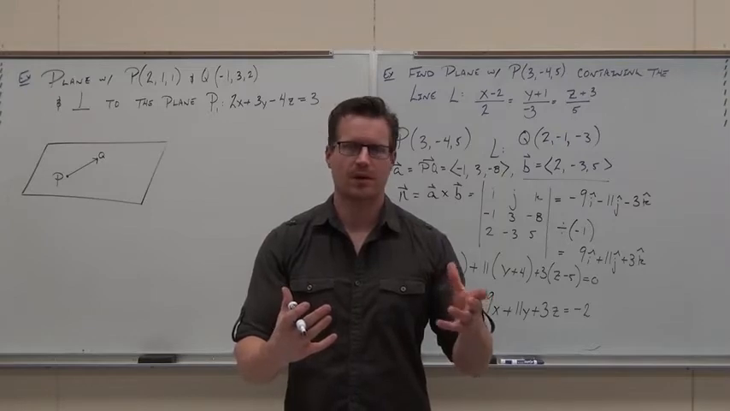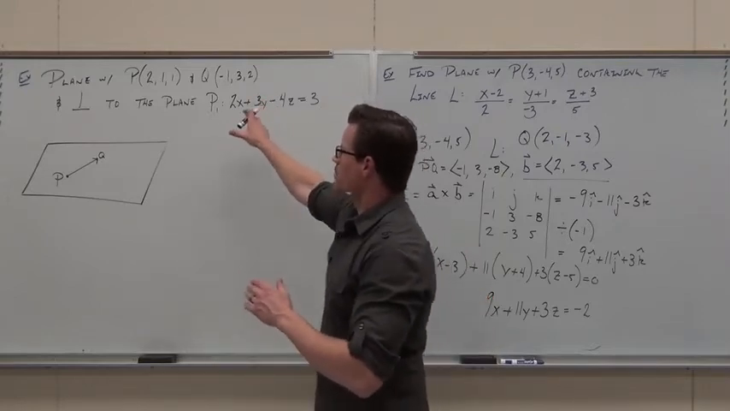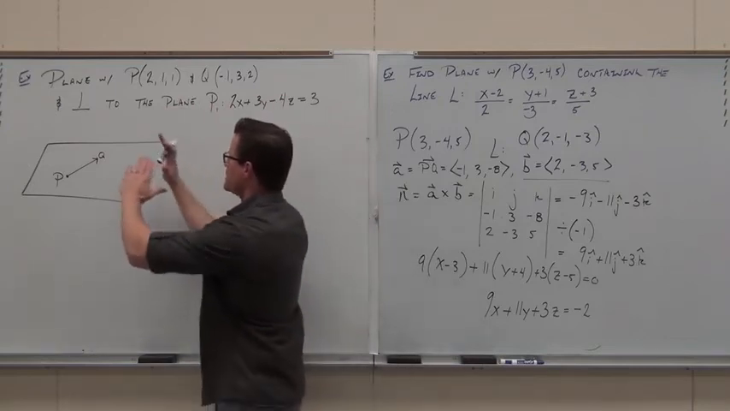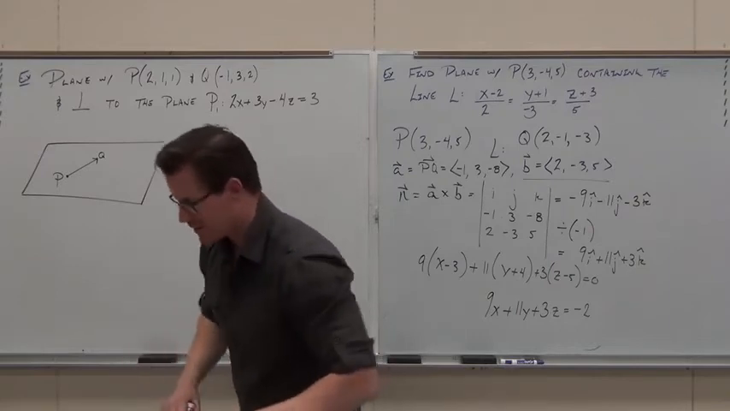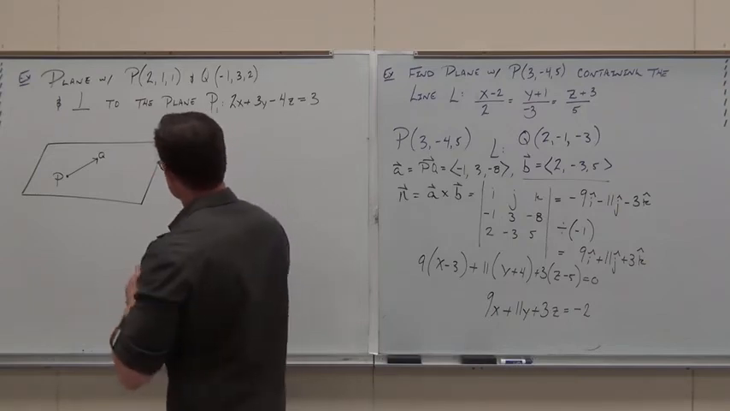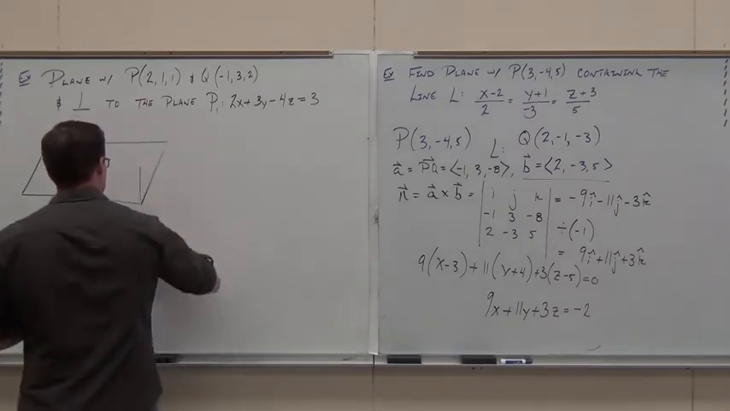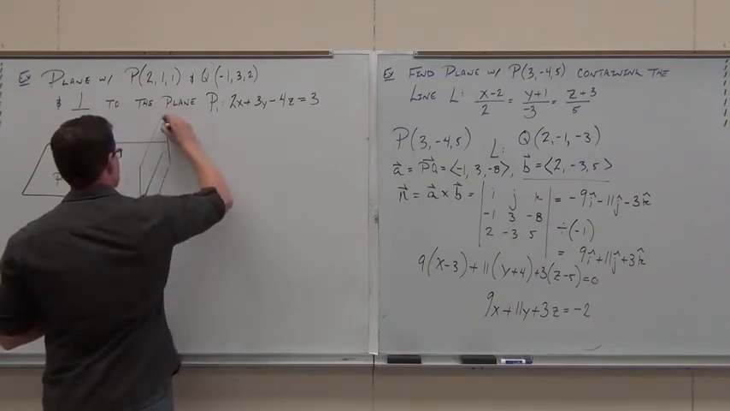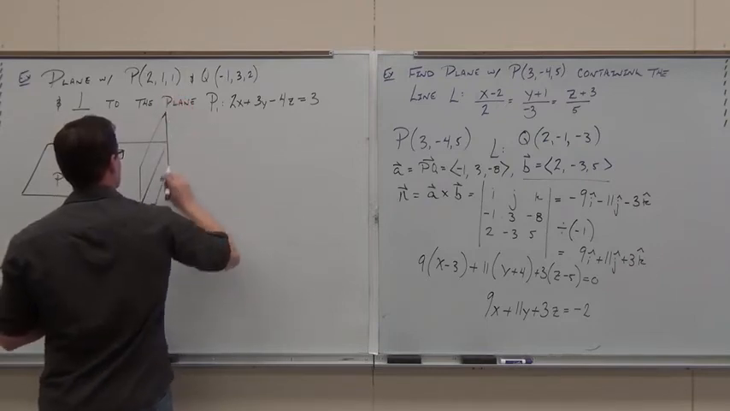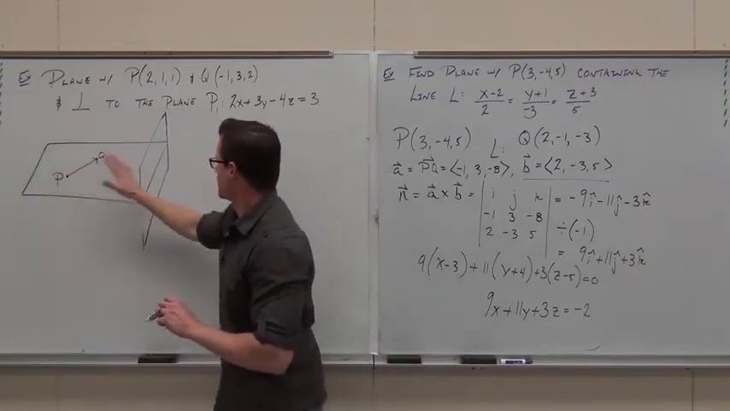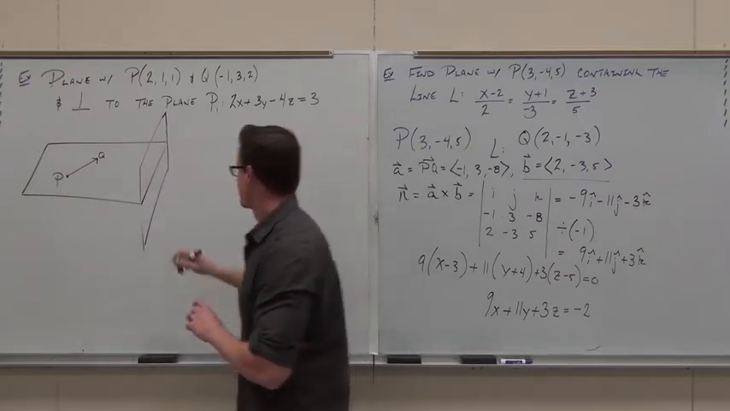Are you sure? The problem is this one. I also want it perpendicular to this other plane. So I get this plane flying out here that's perpendicular to this plane. So basically I have this. Can you see the picture I'm trying to draw for you? I want you to think of a plane here and then a plane that's smashed up against it.